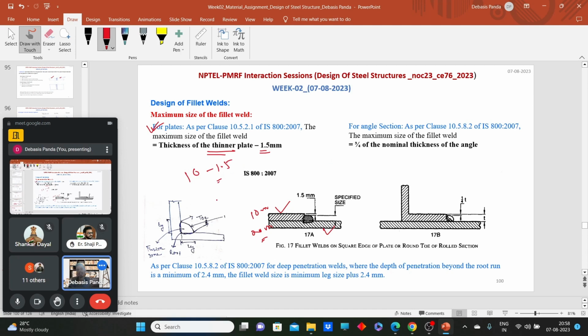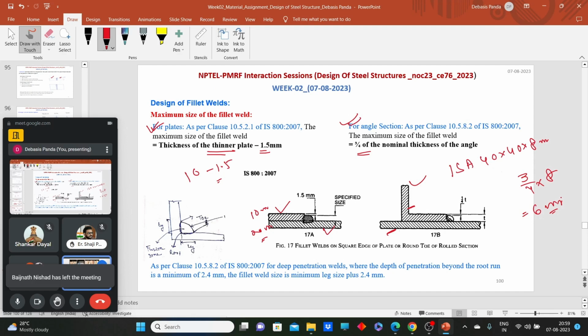So 8.5 mm. Okay. Now when we need to connect a plate with an angle section, what will be the maximum size of the fillet weld for the angle section? That is 3/4 of the nominal thickness of the angle section. For example, if we have an angle section ISA 40 by 40 by 8 mm, what will be the maximum size of the fillet weld? 3/4 of 8. So 6 mm. So now we can understand how to calculate the minimum and maximum size of the weld.